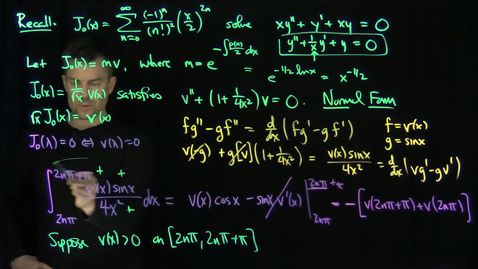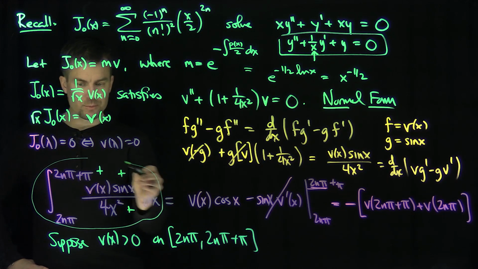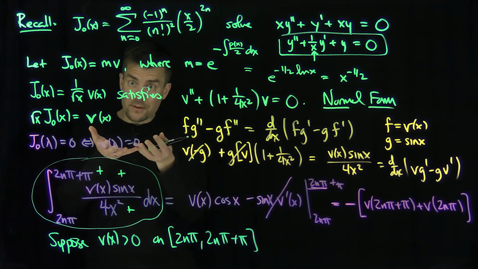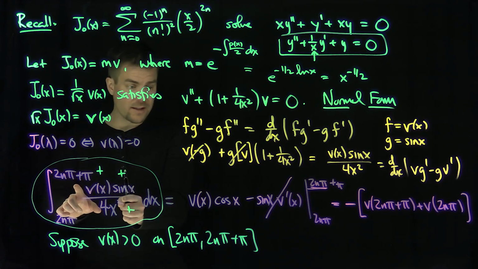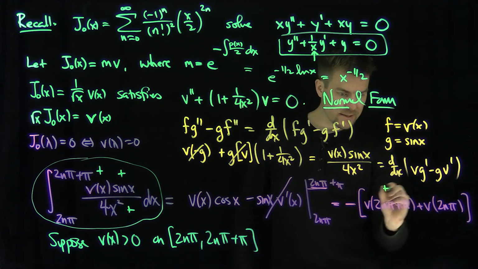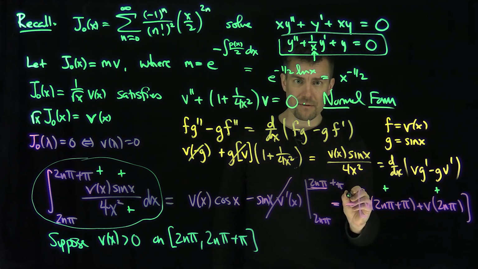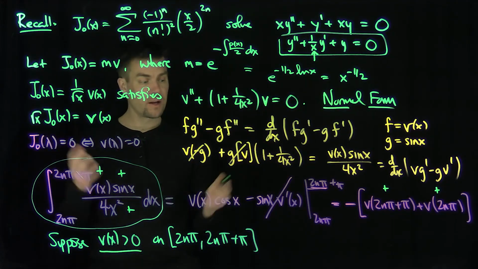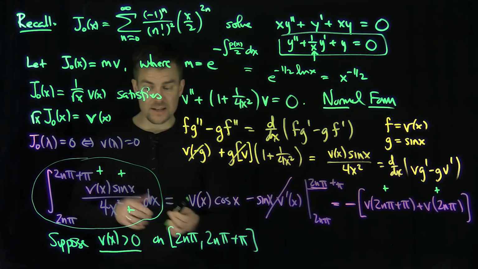So the integral over here, under the assumption that v of x is always above the x-axis and does not cross it on this interval, is positive. Then this would be positive, and this would be positive. This whole thing is negative. So if v of x was always positive, I'll have a positive equal to a negative. That's impossible. Likewise, what happens if v of x was always less than 0?